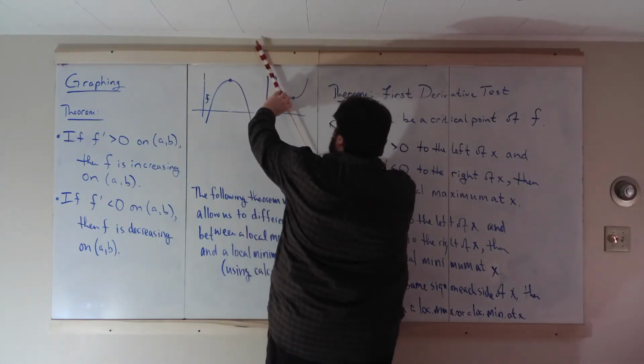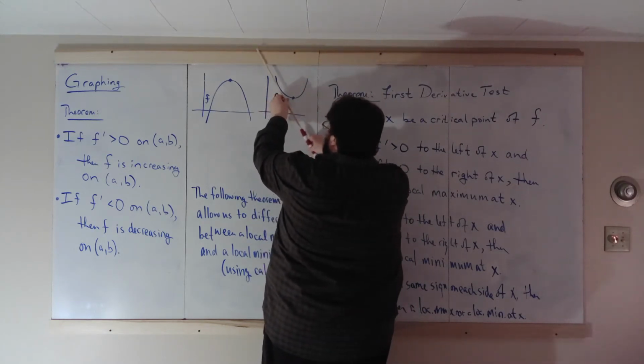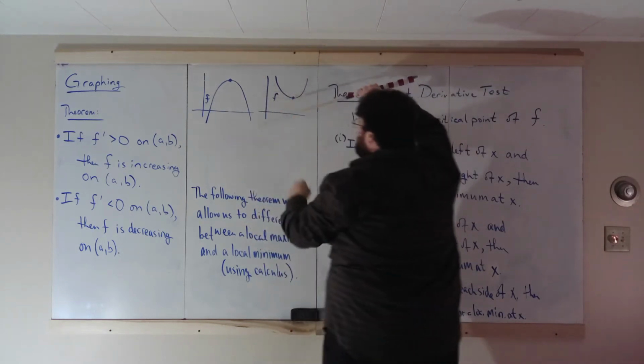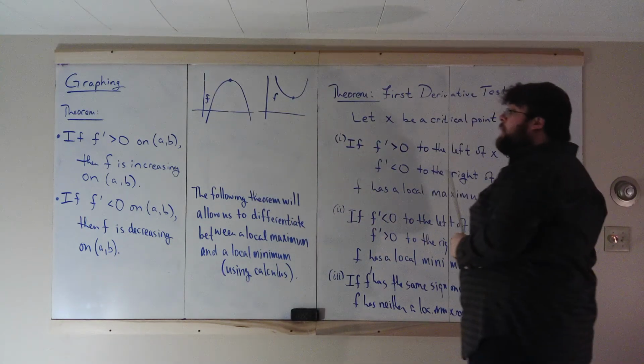And similarly, in this one, until we reach that point, slopes are all negative. Slopes are all negative, then it's 0. And then afterwards it starts increasing, and over there the slopes are positive.